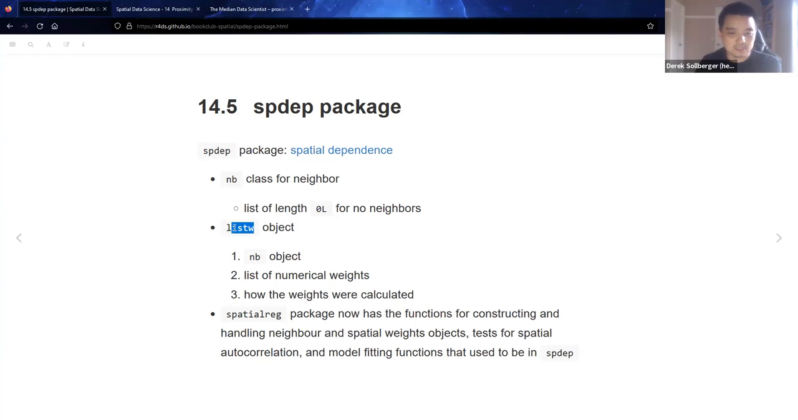As a superset, we then have the list of weights objects. It first contains the neighbors object, a list of numerical weights, and then a quick statement about how the weights were calculated.